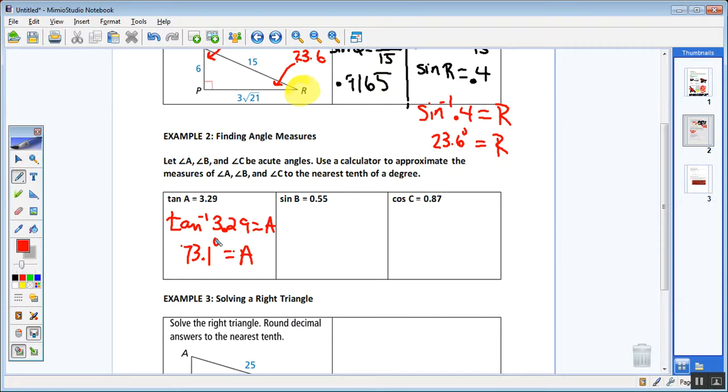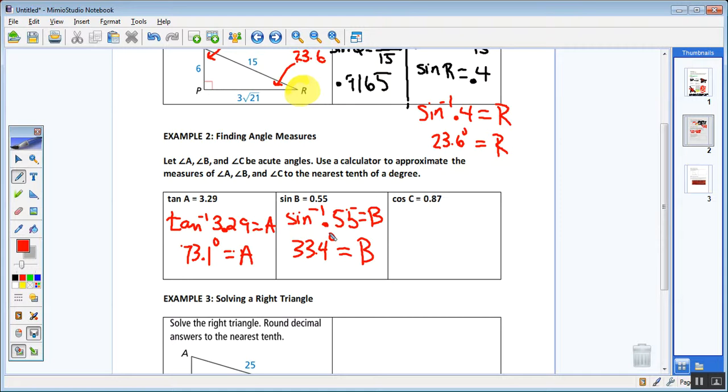Okay. Volunteer for 2. I'm going to do the sine inverse of what? 0.55. That's going to equal 33.4. So my angle B is 33.4 degrees. How many are agreeing so far with those two? All okay?